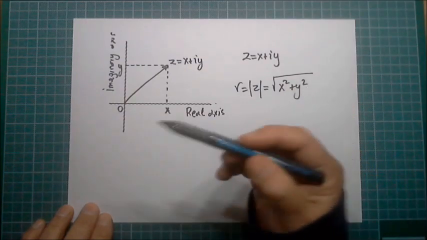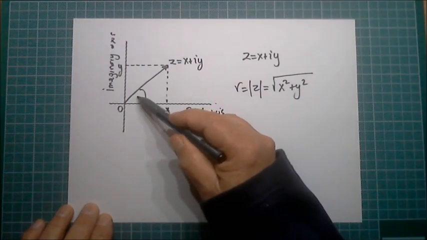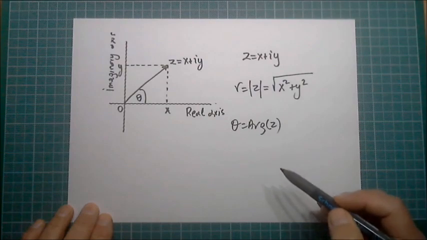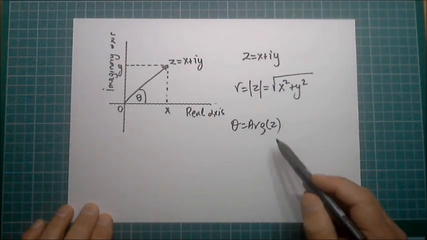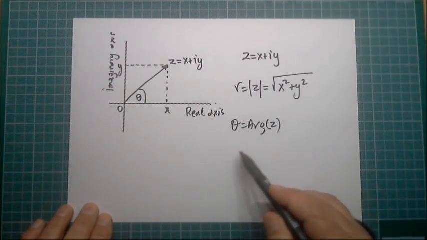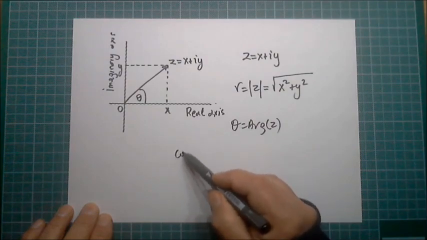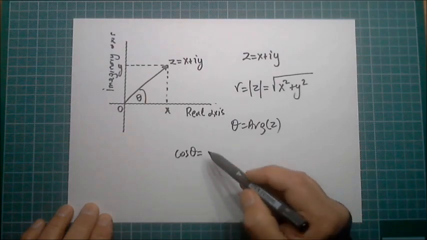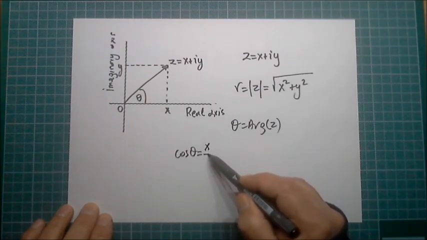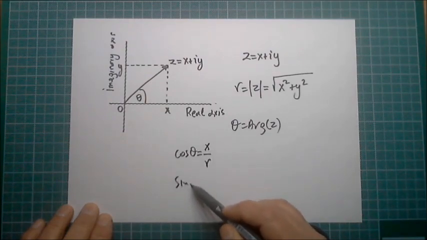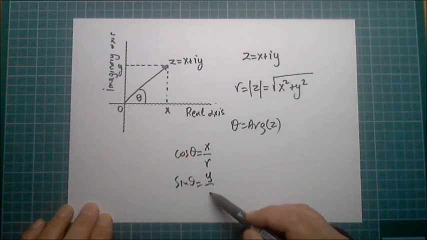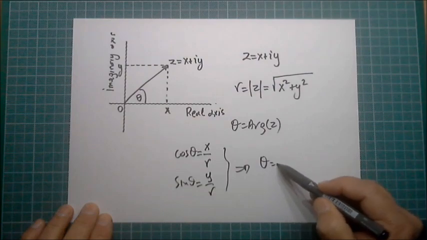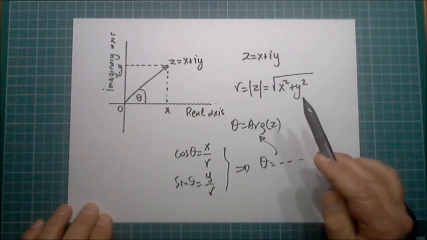We also have an angle theta here, which is called the argument of the complex number, denoted as arg z. So to find this angle, you must solve a system of two trigonometric equations. The first one being cosine theta equals x over r, then the second one is sine of theta equals y over r. If you find this angle theta, it is the argument of z.